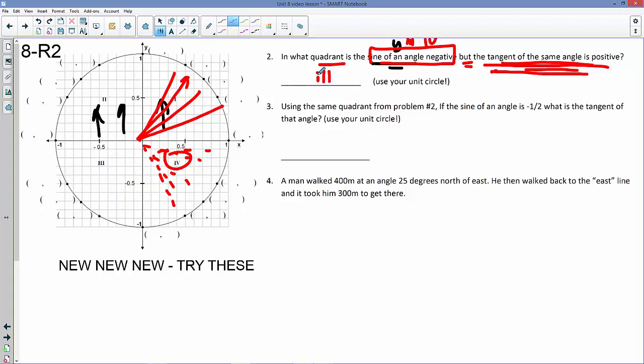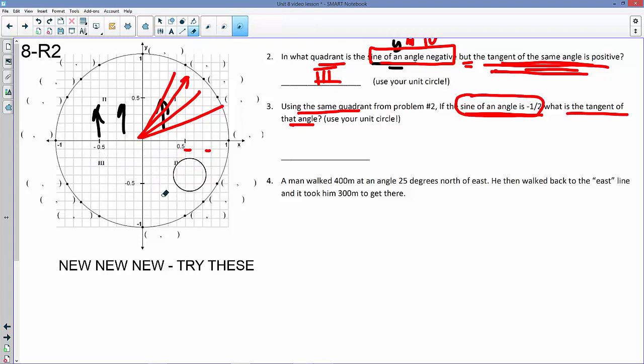I'm going to use Roman numerals because that's how we name quadrants. Using the same quadrant, so I know I'm in quadrant 3 again. For problem 2, if the sine of an angle is -1/2, what is the tangent of that angle? Well, what angle has a sine of -1/2? We're going to look to the y-axis, and we're only dealing with quadrant 3 here. Anything along this line has a y value of -1/2. So this dot right here has a sine of -1/2.